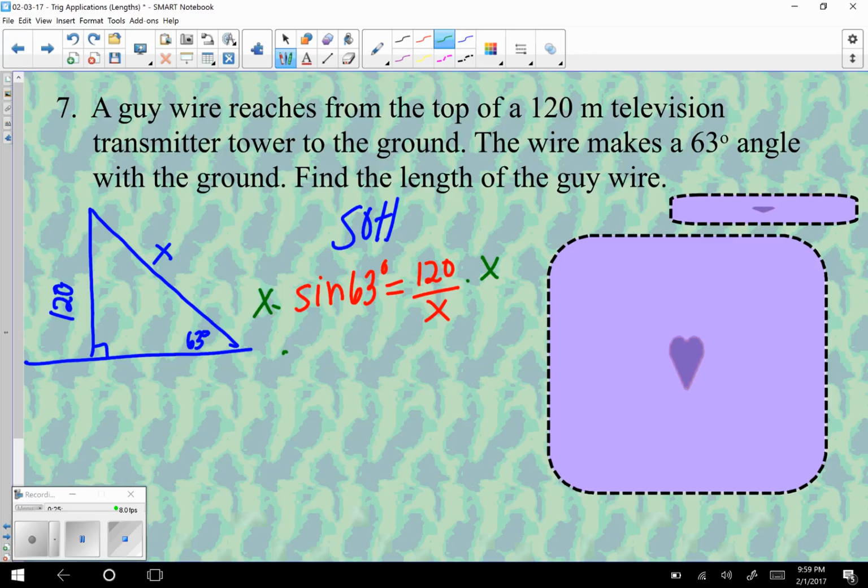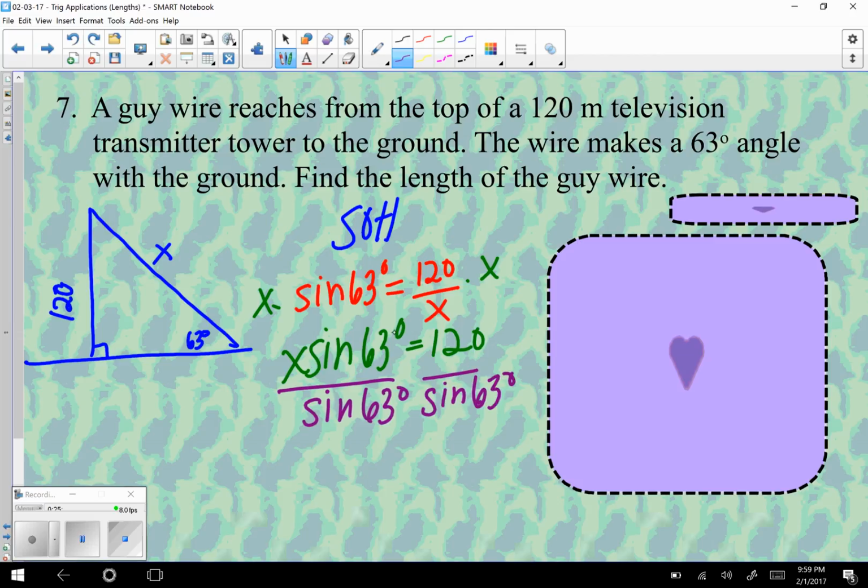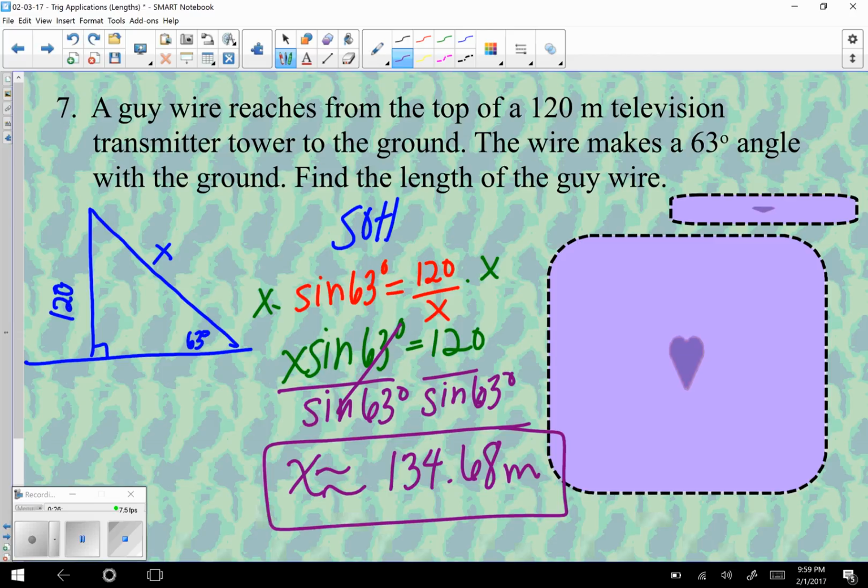But if you need to write it all out, multiply both sides by x, so x times sine of 63 degrees equals 120. Then we would come back and divide by sine of 63 degrees. Those go away, right? x is approximately 120 divided by sine of 63 degrees. You plug that straight in and you should get 134.68 meters. And that's the length of the wire.